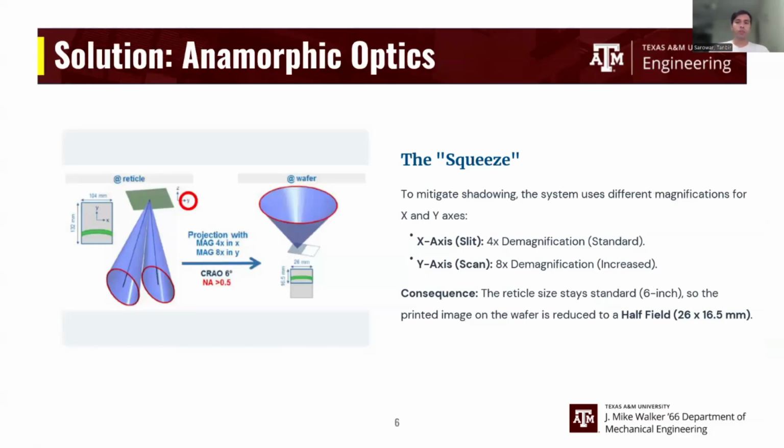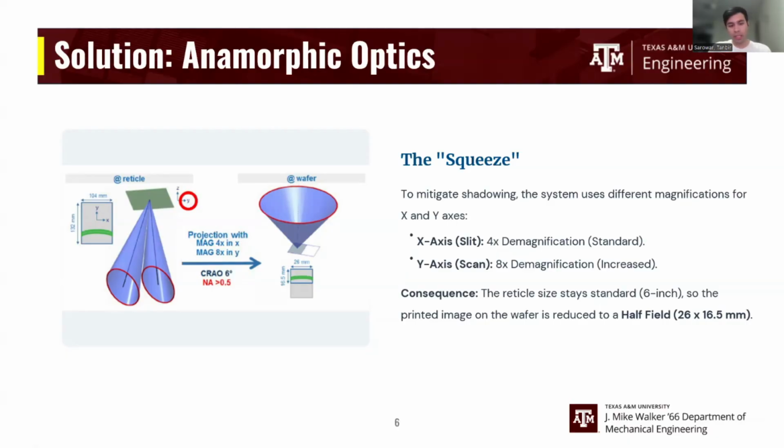Okay, this brings us to the most unique optical innovation in this system. It's called anamorphic optics. To solve the shadowing problem, engineers had to break the symmetry of the system. We couldn't just magnify everything by 4x or more. In the x-axis, we kept the standard 4x magnification, but in the y-axis, which is the direction of the scan, we increase the magnification to 8x. So in the horizontal plane, we get 4x. In the vertical plane, we get 8x demagnification.